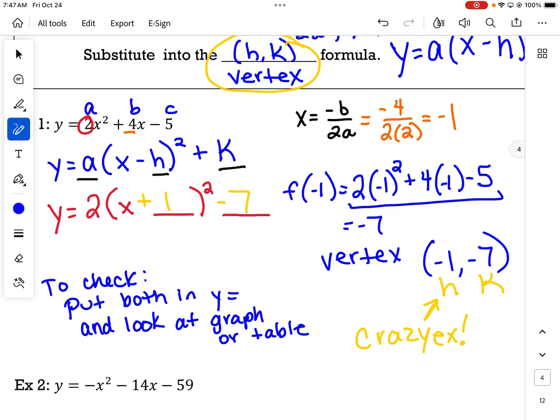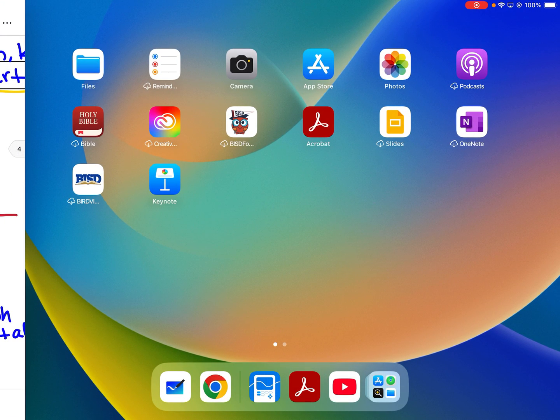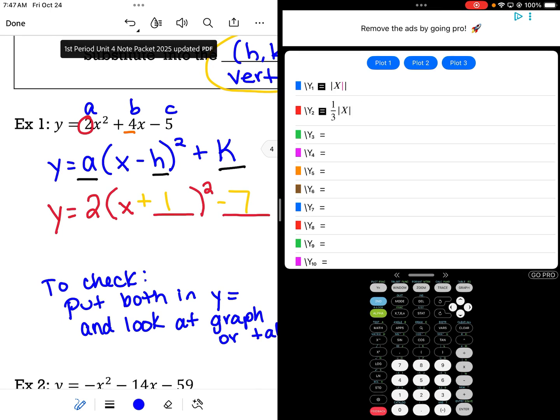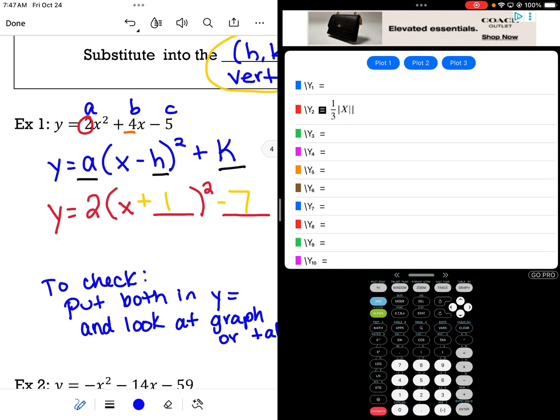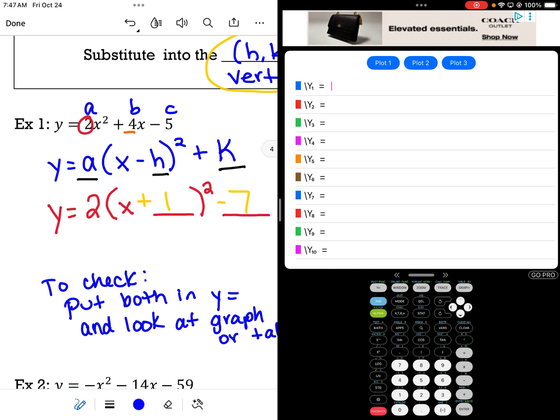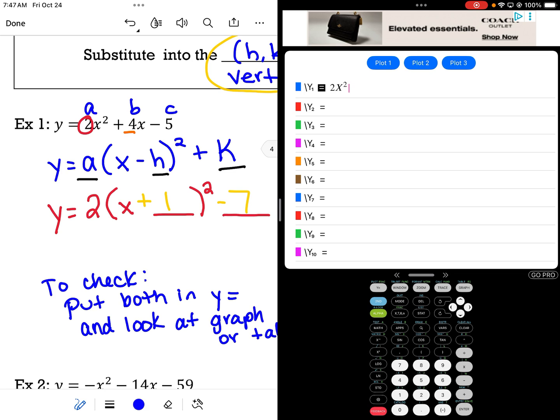And you could do this in Desmos too, but I'm going to have you do it in your calculator. So everybody go to Y equals in your calculator. Delete whatever's in there. And let's put in the original. So it's Y equals 2x squared, so this is what we were given, plus 4x minus 5.